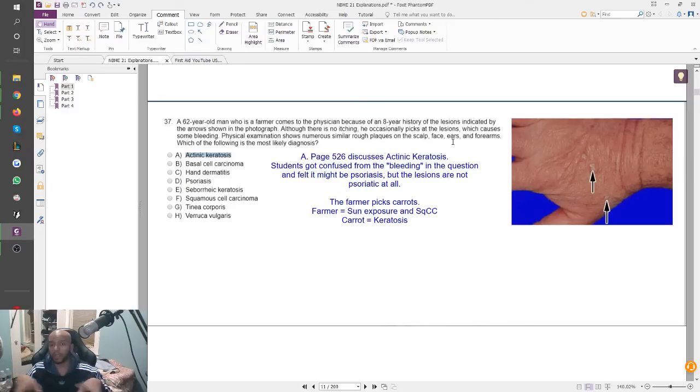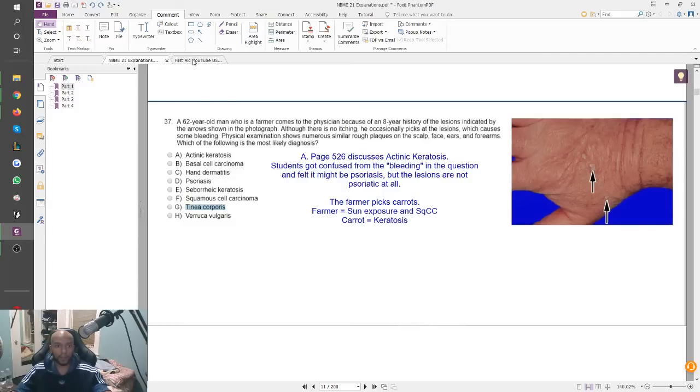It can be anywhere on your body. Usually it looks nice and pink, but the skin is all messed up. You want to see many pictures of psoriasis. Very important to know how that looks. This definitely wasn't squamous cell carcinoma, not tinea corporis. Tinea corporis would be corpus, on the body. But this was not a tinea thing at all, and not verruca vulgaris either. Students got confused from the bleeding in the question and felt it might be psoriasis, but the lesions are not psoriatic at all. The farmer picks carrots, right? Farmer for sun exposure and squamous cell carcinoma, carrots for keratosis.